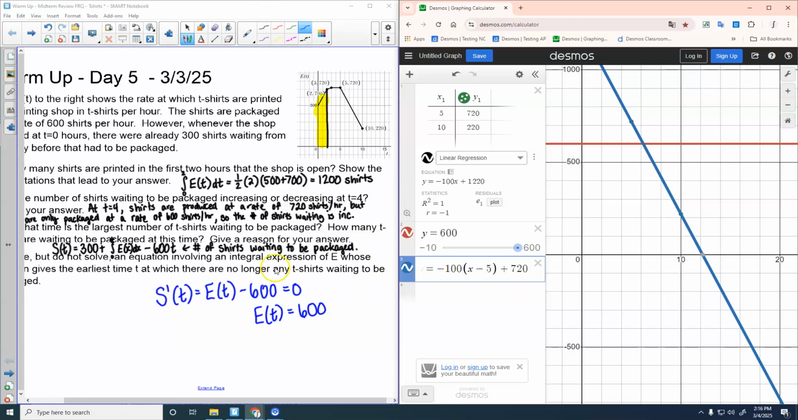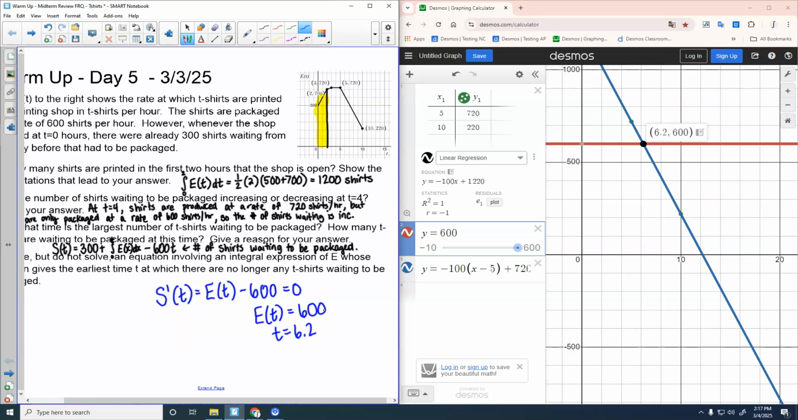You could also do it by hand where you set that equation equal to 600, but since it is calculator active, it's quicker just to graph it right there. And when you do, of course, we get 6.2. So we would just have to put t equals 6.2 right here. And so that is the place where our derivative of the number of shirts waiting equals 0.